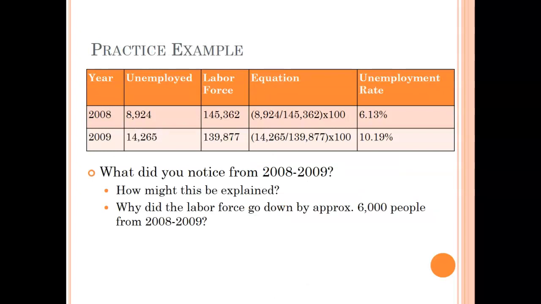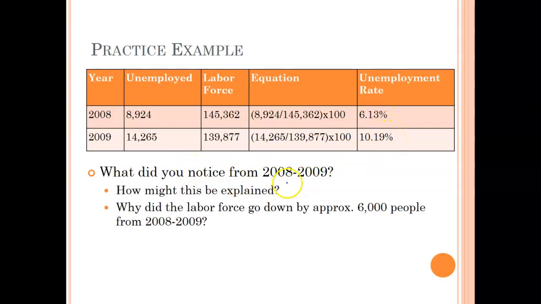So for practice, I pulled up some numbers. The number of people unemployed in 2008 was 8,924. The total labor force was 145,362. You notice the labor force in 2009, during the Great Recession, actually went down. This would be the discouraged workers, because 6,000 fewer people were working. Despite that, the number of people unemployed increased quite a bit, and yes, this was a recession, as you can see, because when you plug in those numbers, the unemployment rate went quite a bit up.